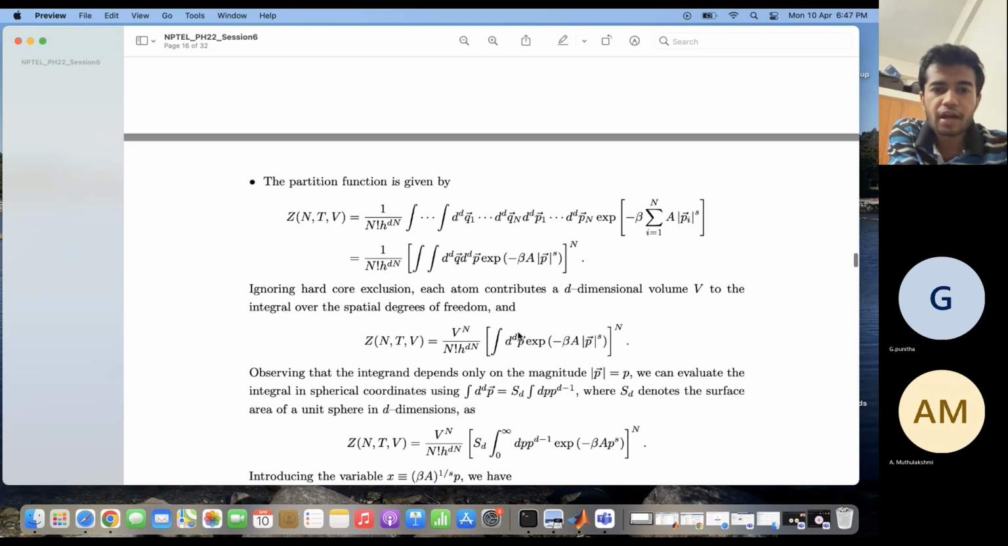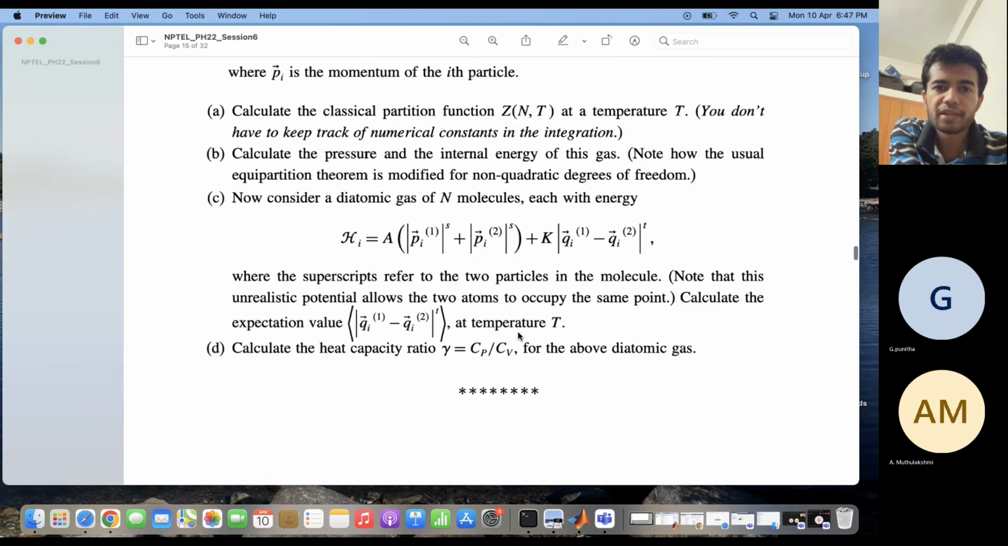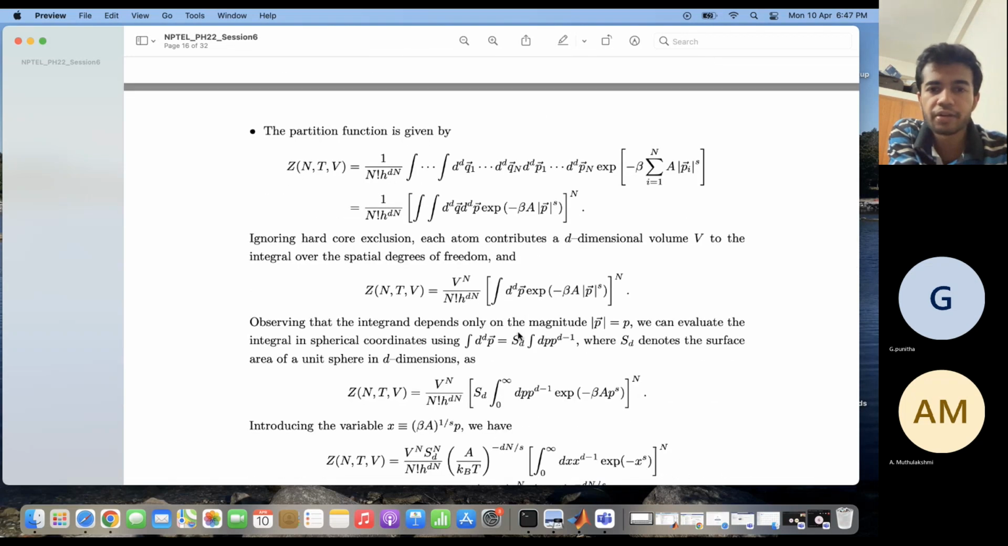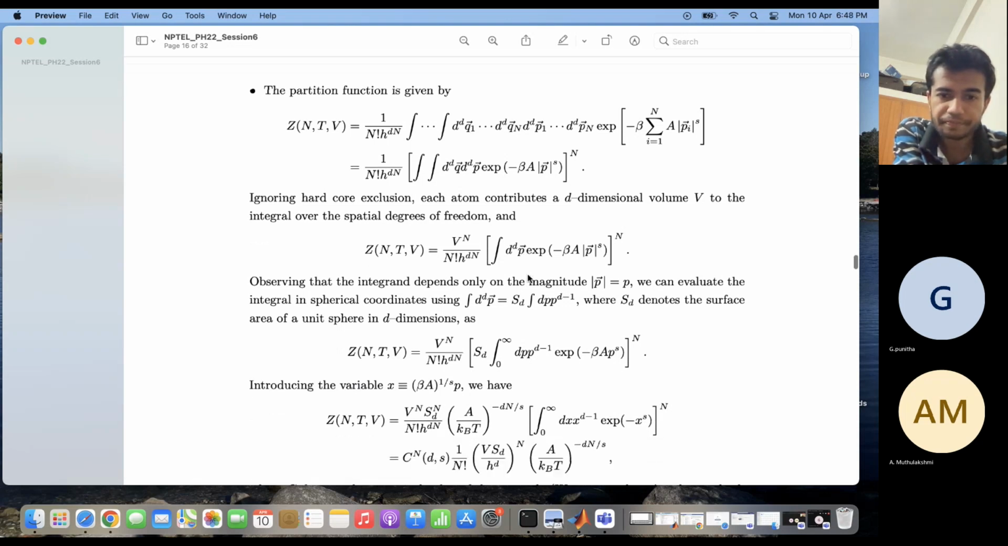Now, if I ignore the hardcore exclusion, because I'm considering only point particles over here, then each atom can occupy the entire d-dimensional volume V. Therefore, the integral over d^d q becomes equal to V, and I have a factor of V to the power N coming out of the integral. And then I have an integral over d^d p of e to the power of minus beta A p to the power s, and the product of N number of such integrals.